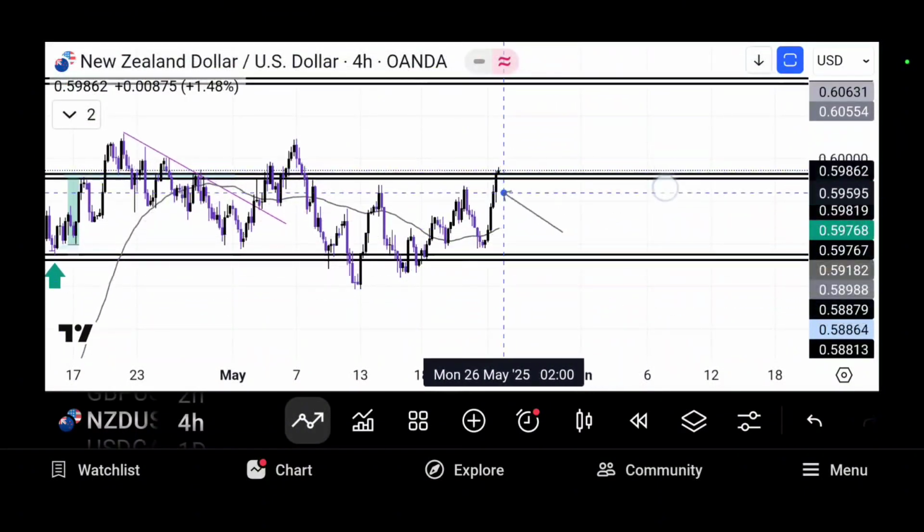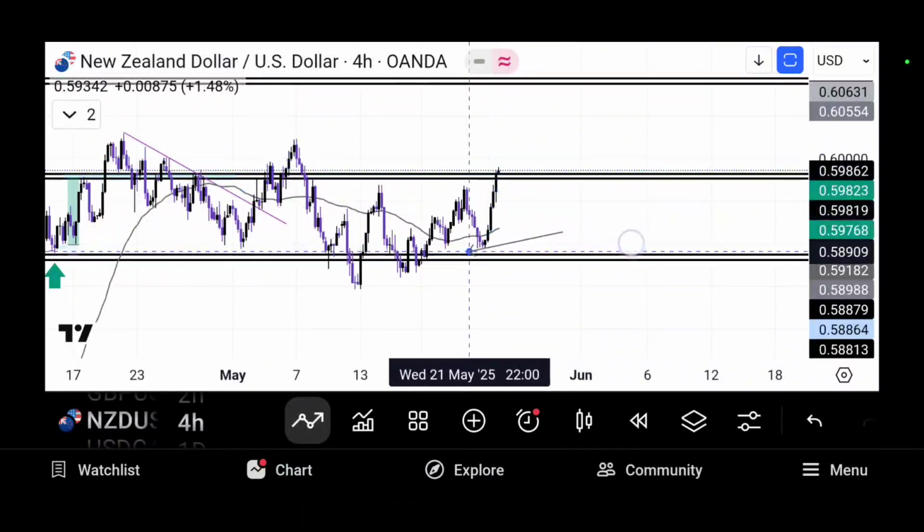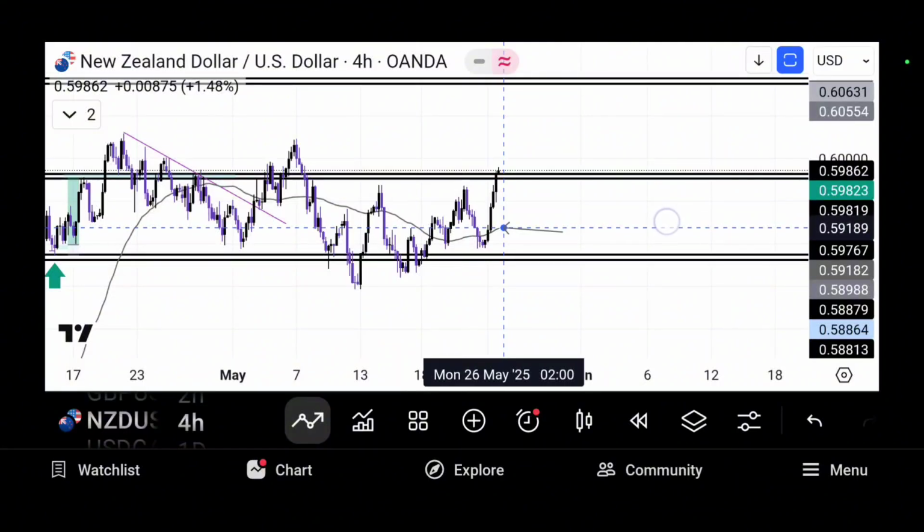NZD USD is a straightforward market. Very simple. Just wait. You can see the moving average is below price, so it's giving us more confluences for this market.